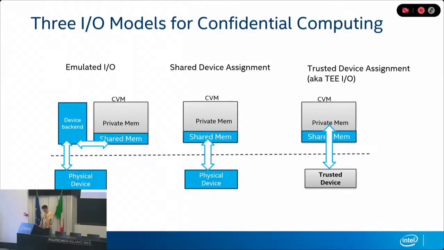The case on the right side is the trusted device assignment. In some cases it is also called TIO. In this case, you assign some trusted device to the confidential VM, and the device can access private memory. This needs some hardware support and firmware support, also OS support. So I think it's not already available.